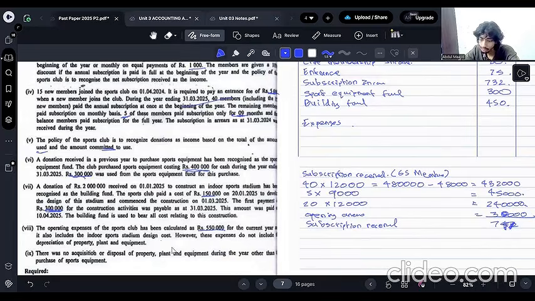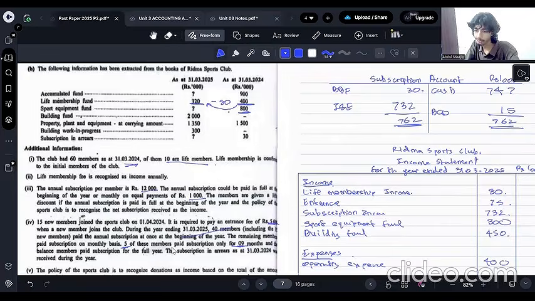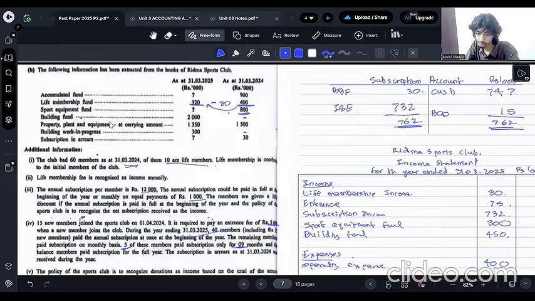550 minus the design cost 150. The operating expense will be 400. Operating expense 400. Now you have to calculate depreciation.